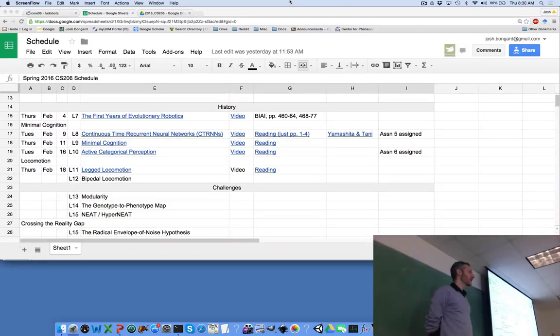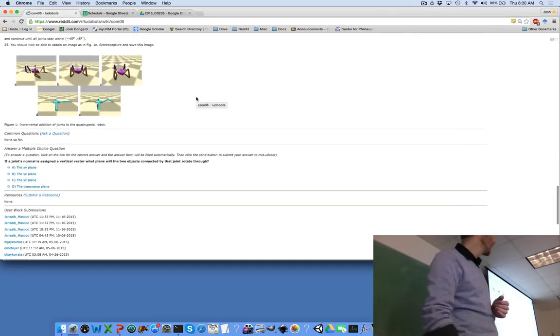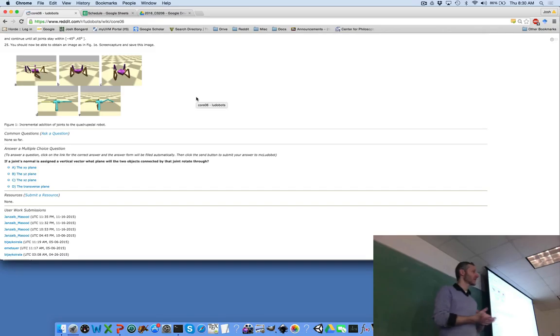Okay, let's get started. Before we jump back to our discussion about active categorical perception, any questions about assignment six? Adding joints to connect together the body parts making up our robot. So far, so good? Okay.